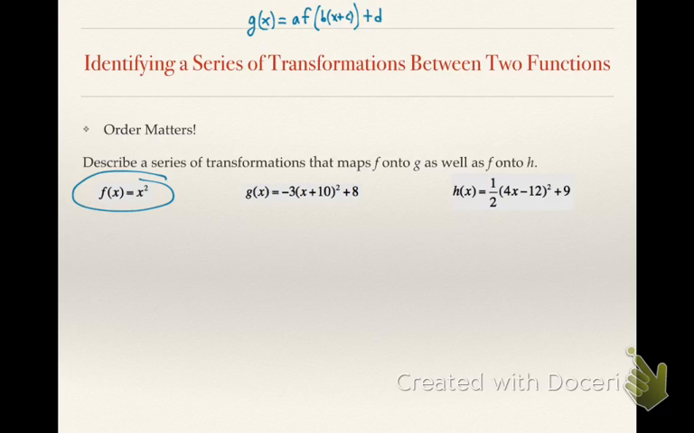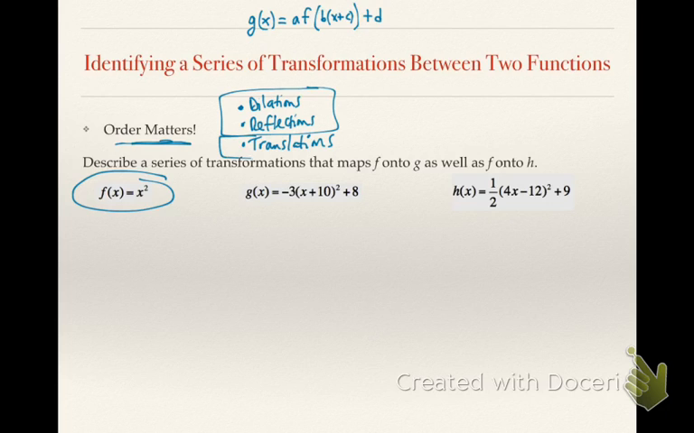Now I give you two functions, g of x and h of x, and we're going to describe the series of transformations that maps f onto g as well as f onto h. Remember, order matters. So we have to do the dilations, then the reflections, then the translations. Dilations and reflections can go in any order that you want, but this is what you do first, and this is what you do last.